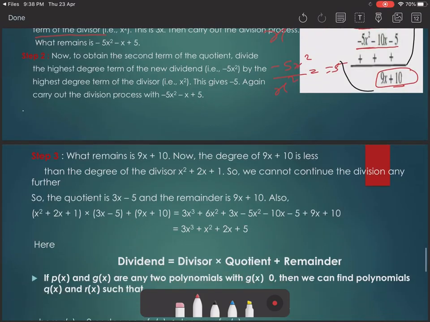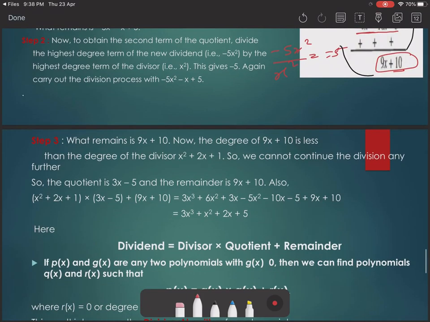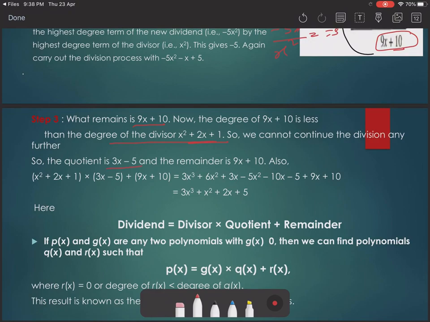This is the step 3. Therefore we stop the process. Why? Because we get remainder 9x plus 10, whose degree is less than the divisor. Now what we get? Quotient 3x minus 5, remainder 9x plus 10. Therefore divisor into quotient plus remainder. When we solve this, what we get? We get the dividend.